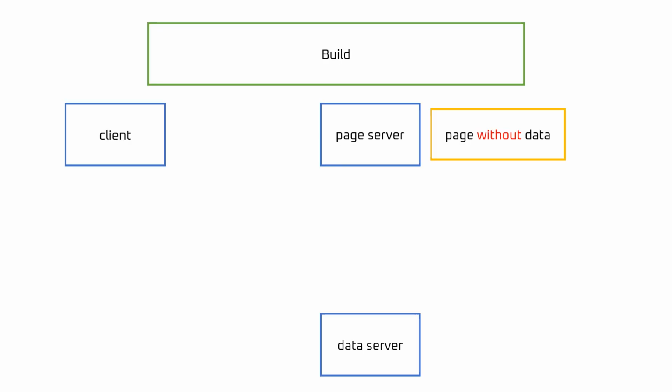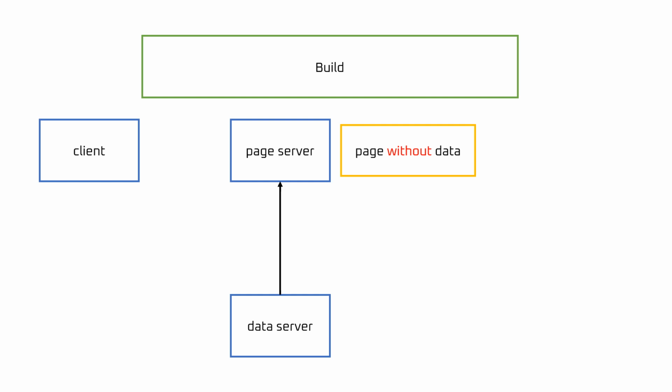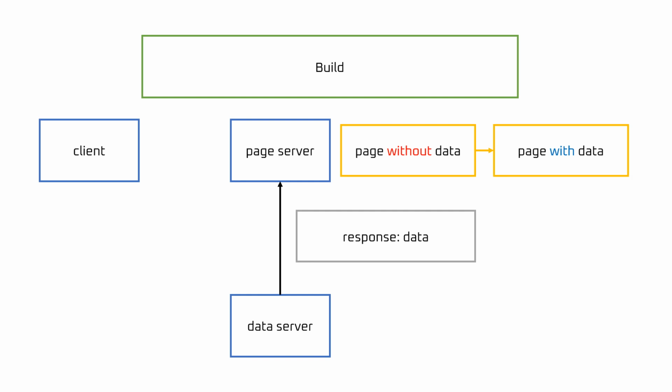There is a client, a page server, and a data server. The page server has a page without data. In the page, there are codes to bring the data. And the page server requests data from the data server, and the data server responds with the data. So the page server now has the page with the data.